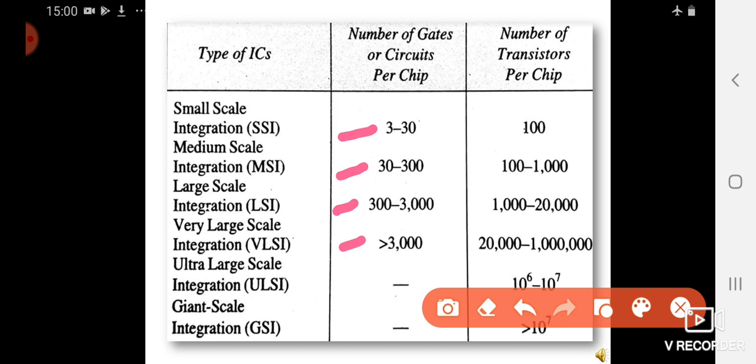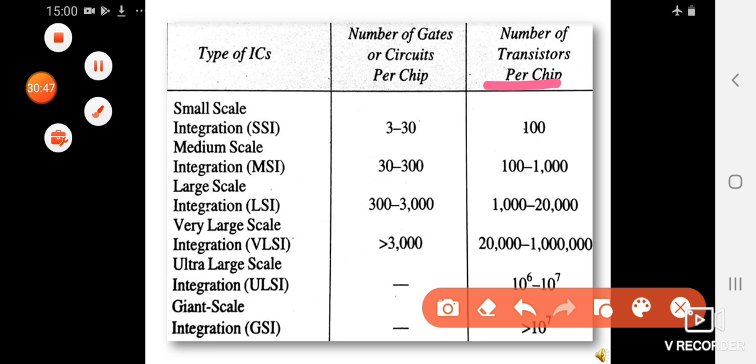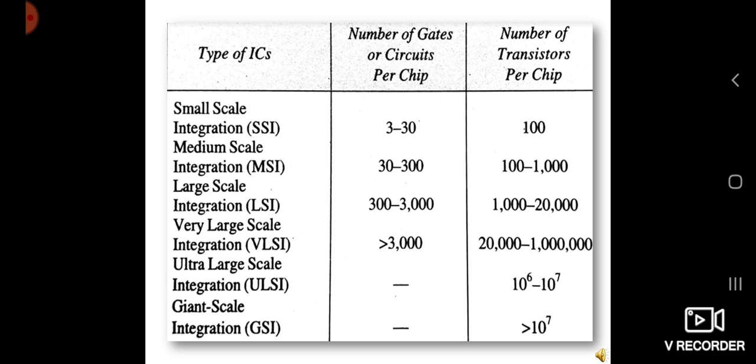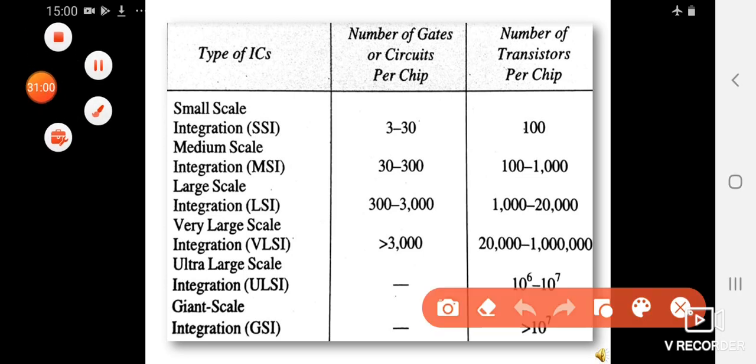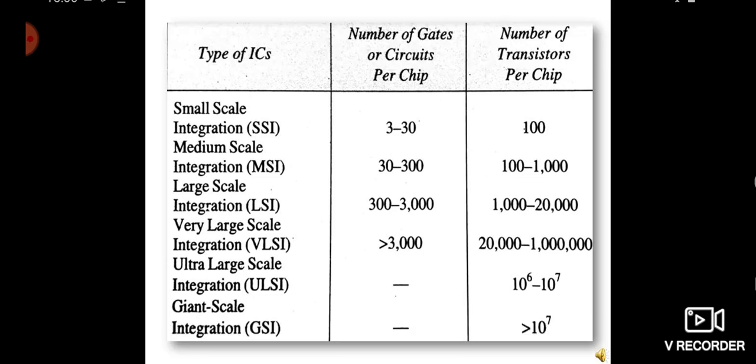For ultra large scale integration, if you see the number of transistors per chip in the third column, you can see the number is so big, that is in the range of 10 to the power 6 to 10 to the power 7. That is for the ULSI. And for the GSI, giant scale integration, the number of transistors per chip is even greater than 10 to the power 7. You can imagine how big the number of transistors per chip is.